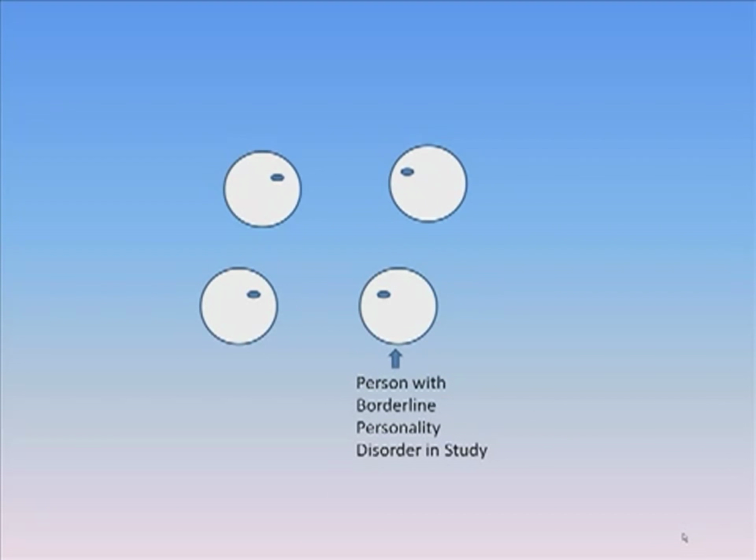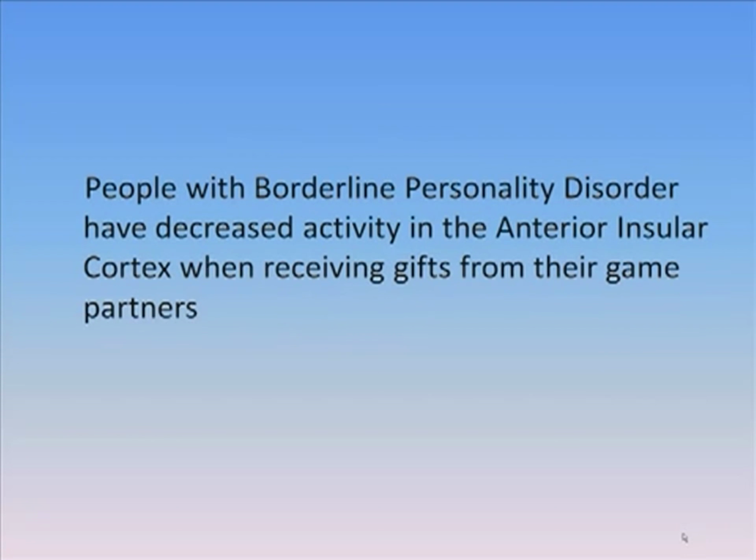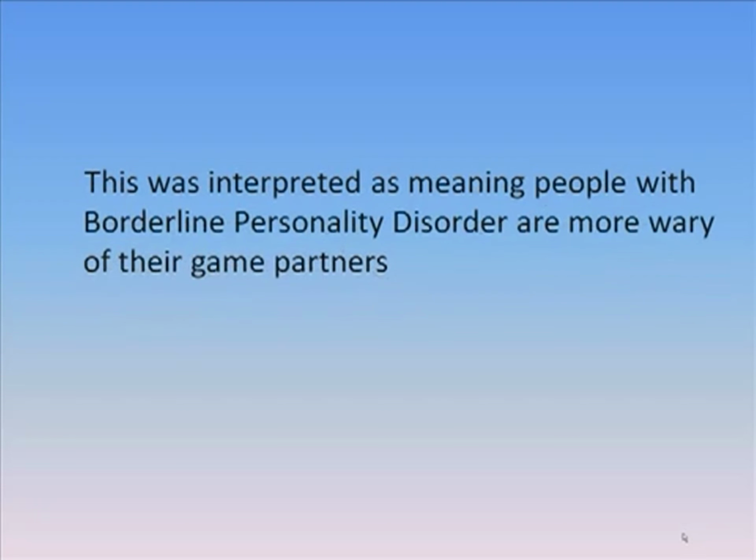Now, when it came to people with borderline personality disorder, their brains didn't fire in anticipation. Instead, the right anterior insula's activity was dampened down. So we can say that people with borderline personality disorder have decreased activity in the anterior insular cortex when receiving gifts from their game partners. The authors thought this was because people with borderline personality were more suspicious of their game partners.